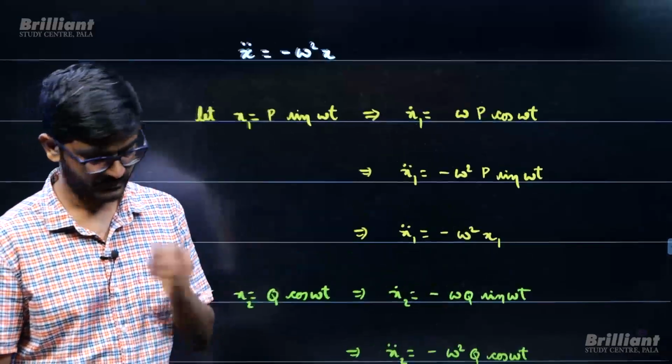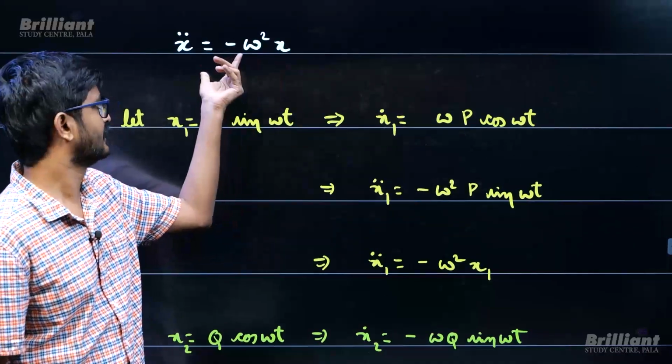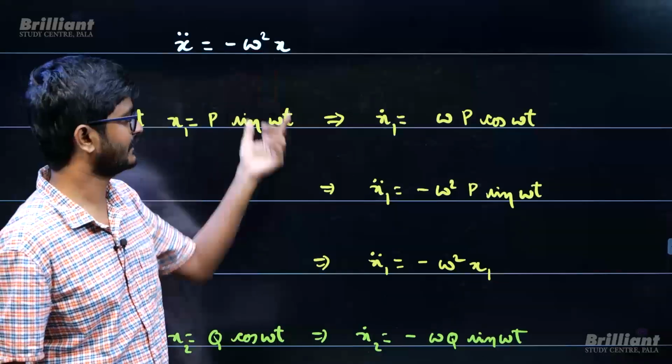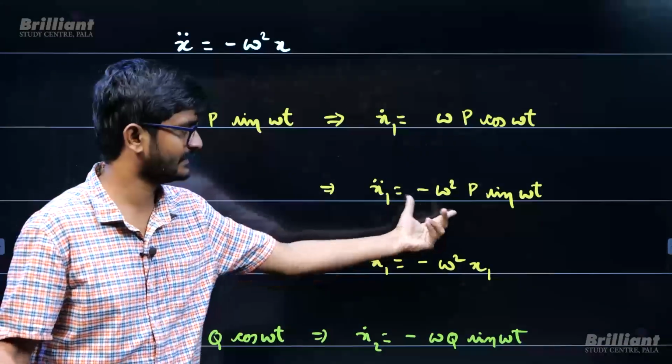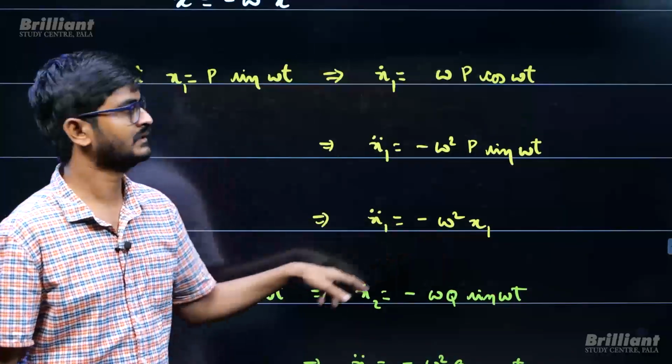Okay, before going to the damping question, you can see this is like SHM. By guess I can say P sin omega t is a solution of it. When I substitute it, I can see it is matching minus omega square into x1 form. So this is a solution.